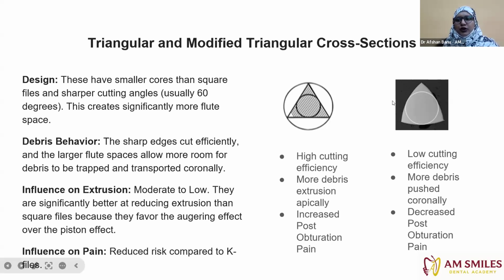So this is good because it is going to extrude less debris, but at the same time it has a little less cutting efficiency. But your sharp triangular is going to have high cutting efficiency, but it will extrude more debris when compared to this modified triangular. So when you compare the pain, more pain will be here and less pain here. But relative to your rectangular and triangle, both these are better only.